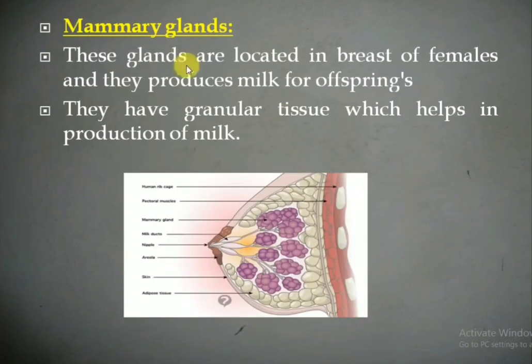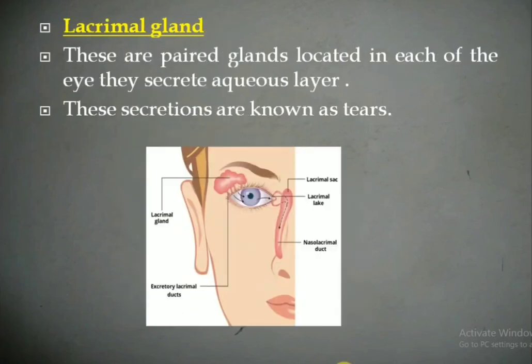Next we will see the mammary glands. These mostly help in the production of milk. These glands are located in the breasts of females. After delivery, for the offspring, the babies, they produce milk. With the help of glandular tissue only, they help in the production of milk. So this is about the mammary gland.